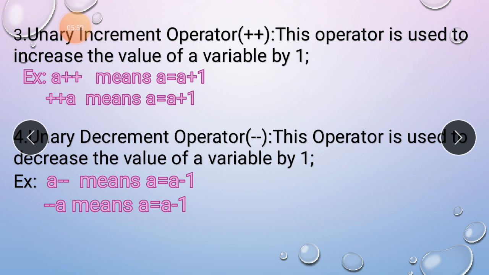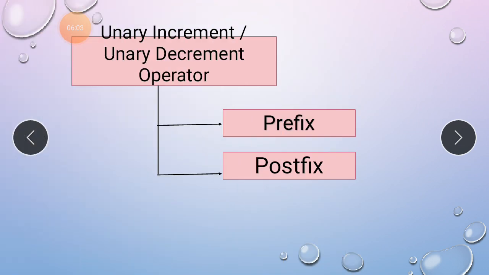These two are the unary increment and unary decrement operators. These operators are again categorized into two: one is prefix and the other one is postfix. Let us see in detail what is meant by a prefix and a postfix unary increment or decrement operator.